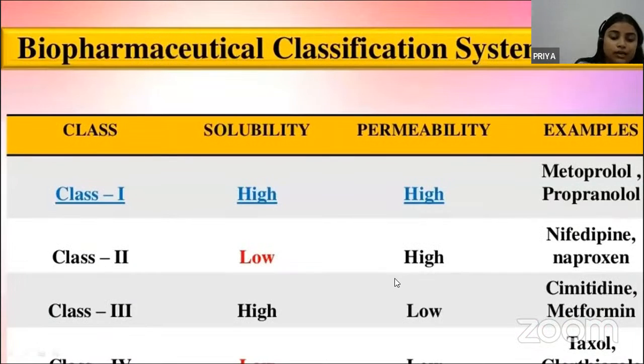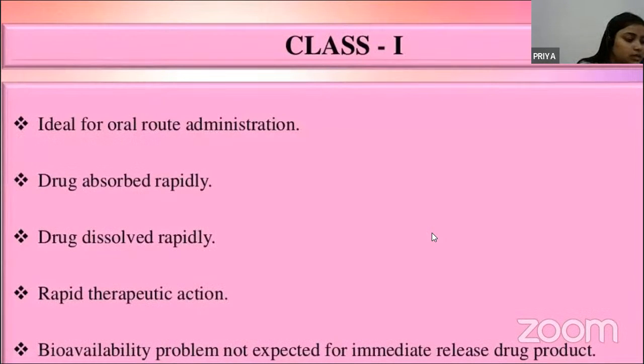That means the solubility as well as the permeability of the drug substance is low. As an example, Dexol. First is class 1 drug. It is very ideal for oral route administration because it has rapid drug absorption and it dissolves rapidly. When the drug is absorbed and dissolved rapidly, we can say that it definitely shows rapid therapeutic action. So the bioavailability is not a problem, and there is no rate limiting factor.